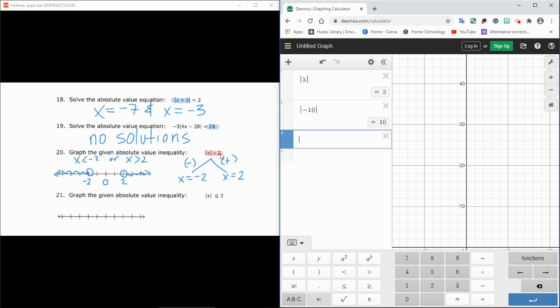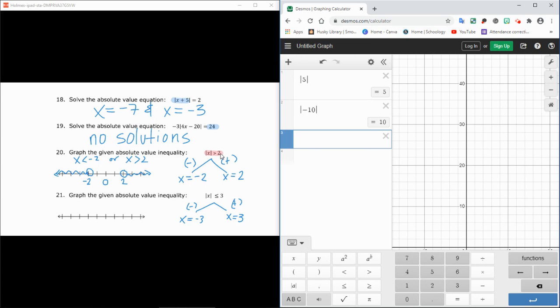21. Graph the absolute value inequality. The absolute value of x is less than or equal to 3. So I break this into two parts. The negative side and the positive side. So I have x equals -3 and x equals +3. I'm always going to change the inequality to an equal symbol just in case I need to solve the problem more. Here, because they're just x equals and x equals, we don't have to solve anything.